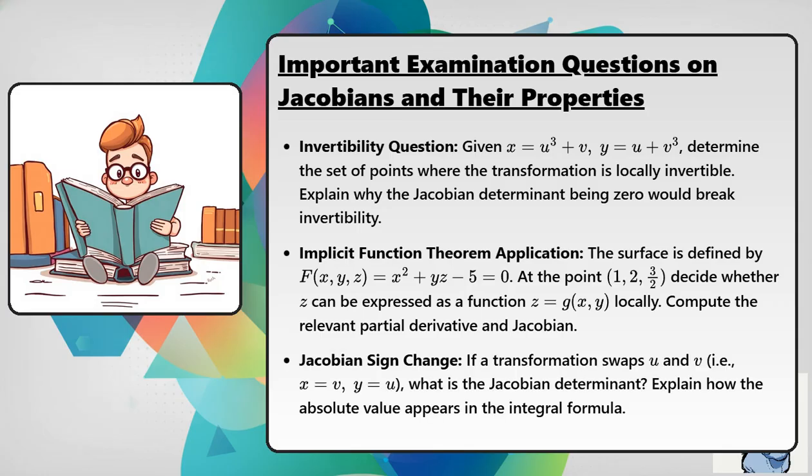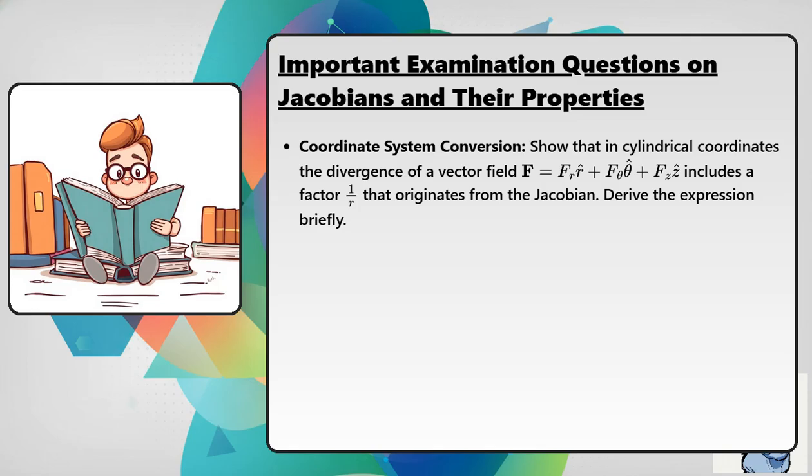Jacobian sign change. If a transformation swaps u and v, that is x equals v, y equals u, what is the Jacobian determinant? Explain how the absolute value appears in the integral formula. Coordinate system conversion. Show that in cylindrical coordinates the divergence of a vector field F equals f sub r r-hat plus f sub theta theta-hat plus f sub z z-hat includes a factor 1 over r that originates from the Jacobian. Derive the expression briefly.